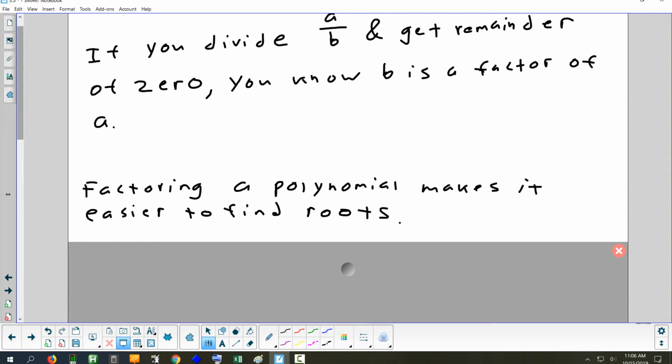So why we end up doing factoring, we're not really going to see as much of it today, maybe a little bit, but we're really going to see the reason why we do factoring tomorrow. Factoring makes it easier to find the roots. Another way to say that is factoring makes it easy to find the numbers you can plug in for x and get an answer of 0.